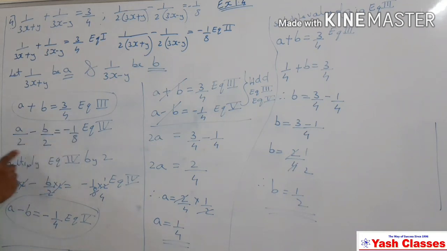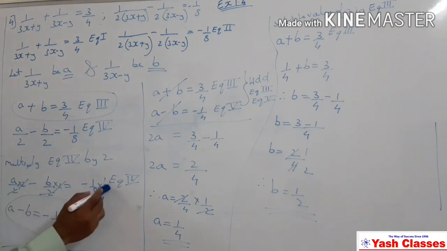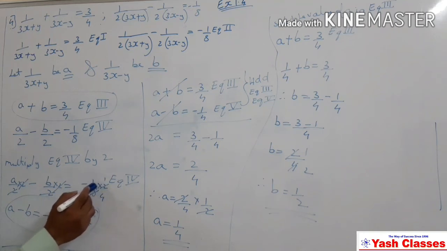So we have written this equation number 4 as it is, but here you are writing multiply by 2, multiply by 2, multiply by 2. 2 and 2 cancel, A minus 2 and 2 cancel, B is equal to 2 ones are 2, 2 fours are 8, means minus 1 upon 4. This is equation number 5.